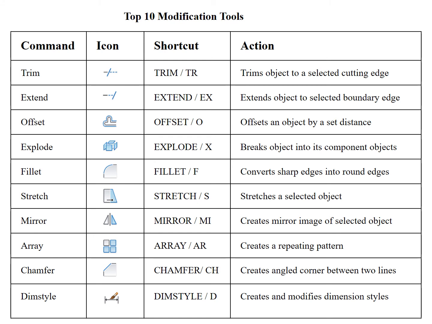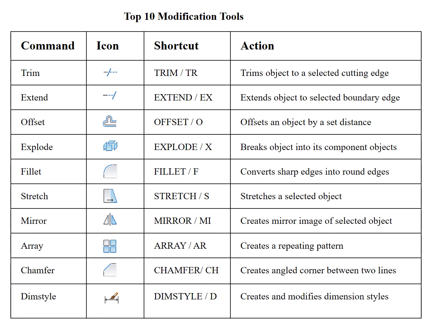These are the different top 10 modification tools with the command, icon, shortcut key, and the action. The first one is trim. Shortcut key is TR, trims object to selected cutting edge. Extend, shortcut key is EX, extends object to selected boundary edge. Offset, shortcut key is O, offsets an object by a set distance. Explode, shortcut key is X, breaks object into its component objects. Fillet, shortcut key is F, converts sharp edges into round edges. Stretch, shortcut key is S, stretches a selected object.